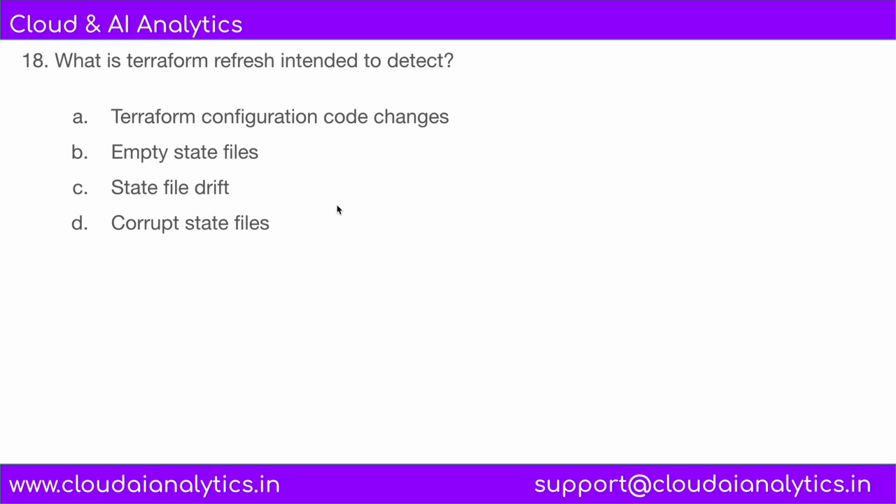When does this drift occur? Drift occurs when the actual infrastructure changes outside of your Terraform. For example, if you created a cloud storage bucket using Terraform code and someone intentionally or unintentionally created or modified any changes to the cloud storage bucket which was created via Terraform. So this makes the real world infrastructure different from what's been recorded in your Terraform state file.